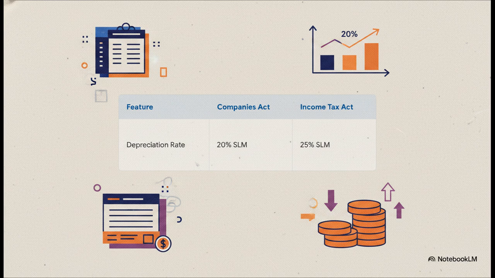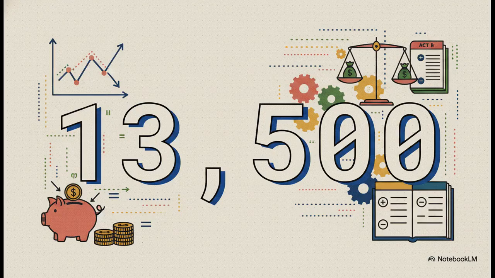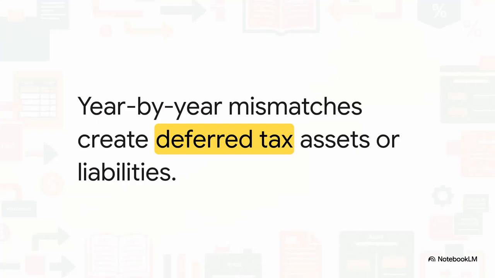For instance, differing depreciation rates under the Companies Act versus income tax create immediate profit mismatches. But don't worry, over an asset's entire life, the total tax paid perfectly aligns under both. This temporary year-by-year mismatch is exactly why we have to create deferred tax assets or liabilities.